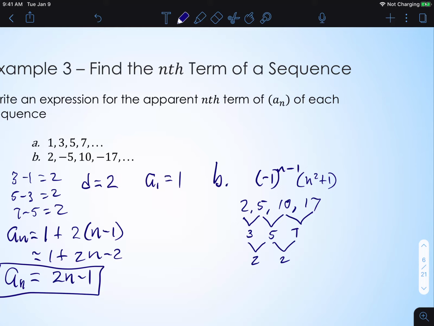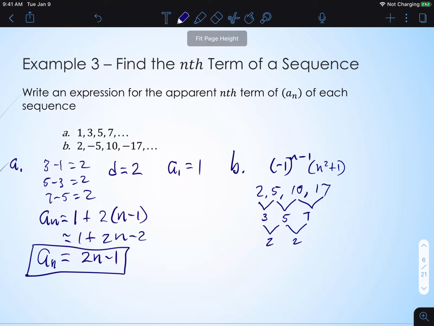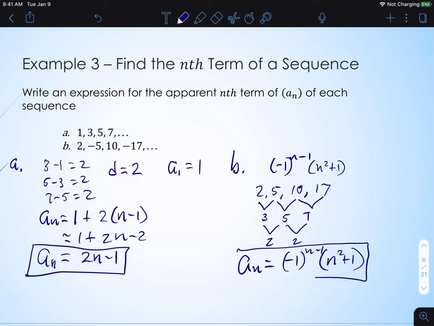And so here it is. A sub n is equal to negative 1 to the n minus 1 power, and then that times n squared plus 1. And there's our answer for B. So it takes a little bit of hunting around, but we can get there.